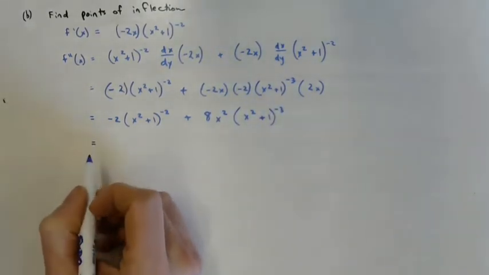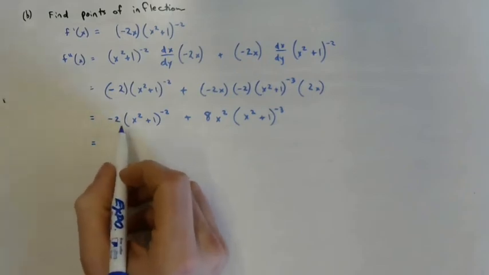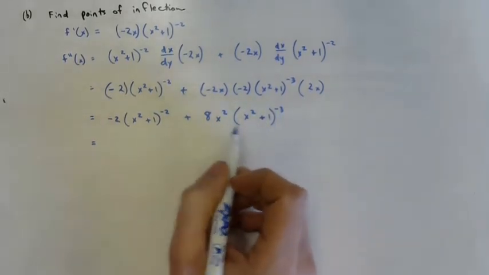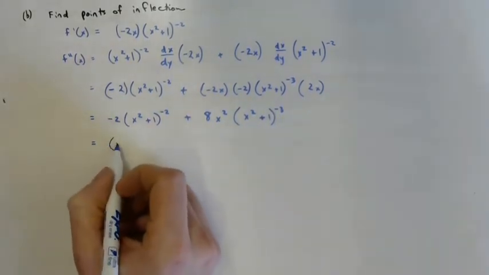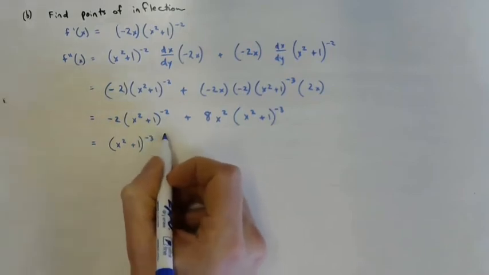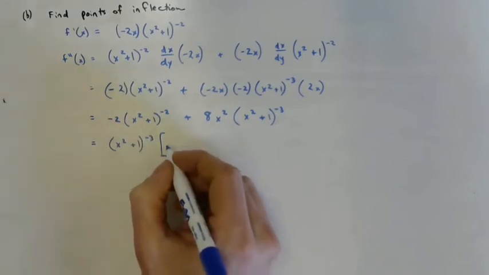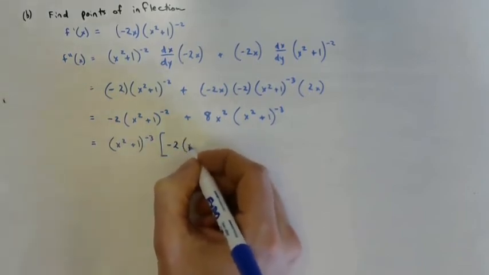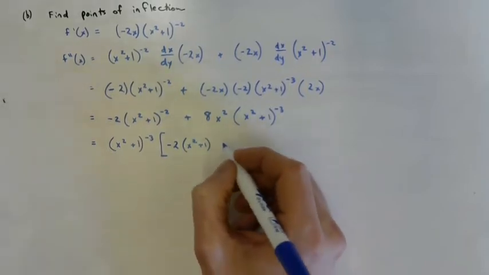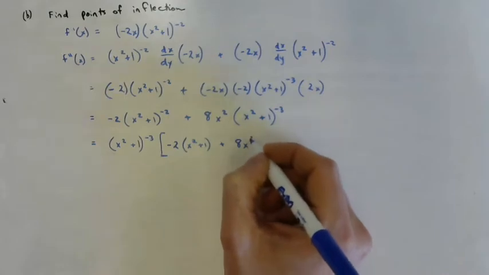Now I'm at that point where I can pull out a common factor. I'm going to leave the numerical factors in there. I'm just going to pull out the ugly binomial common factor, which is (x squared plus 1) to the power of -3, which leaves from this first term -2 times (x squared plus 1). And in the second term, it just leaves the factors 8x squared.